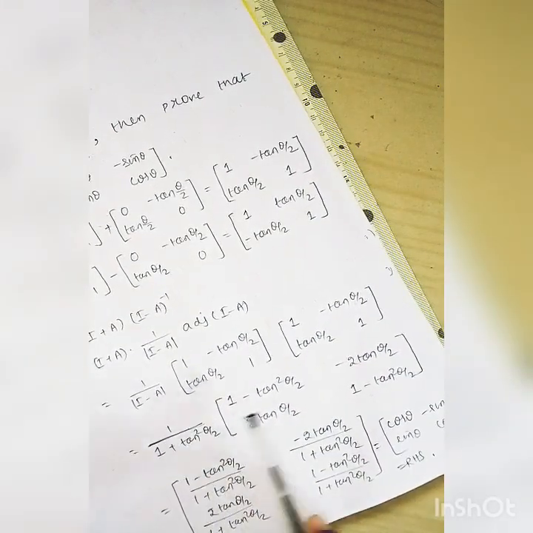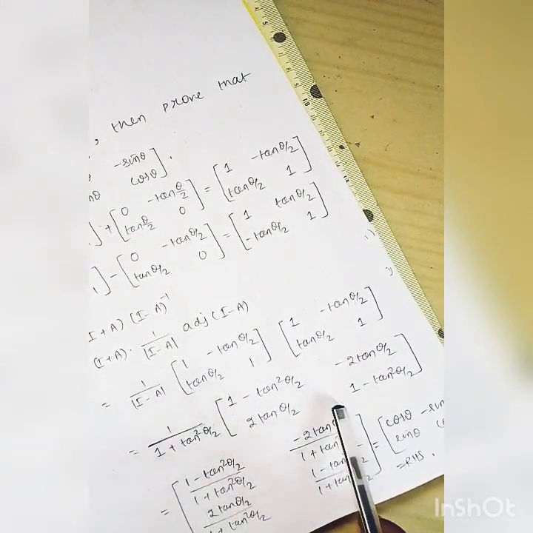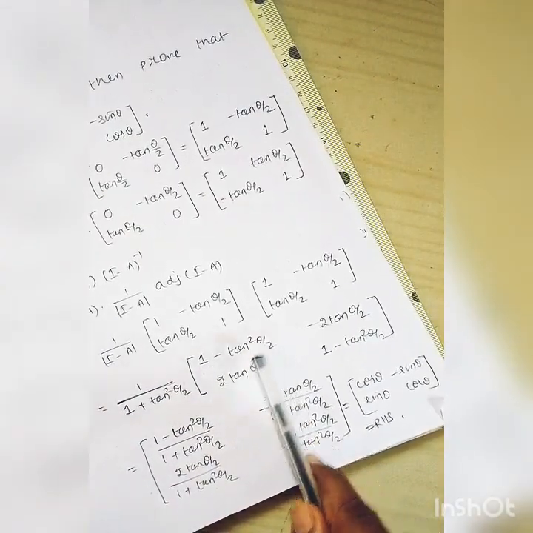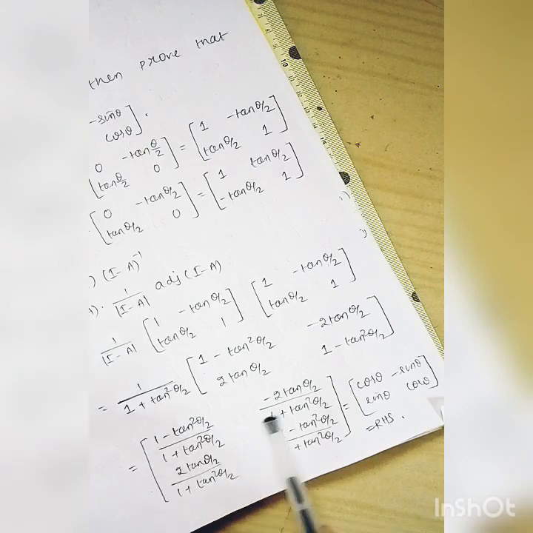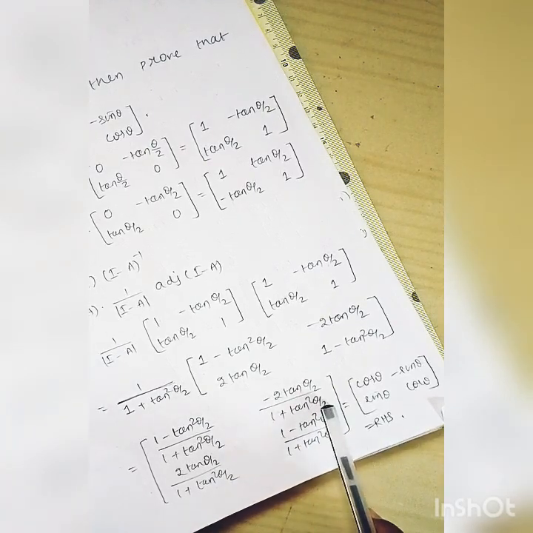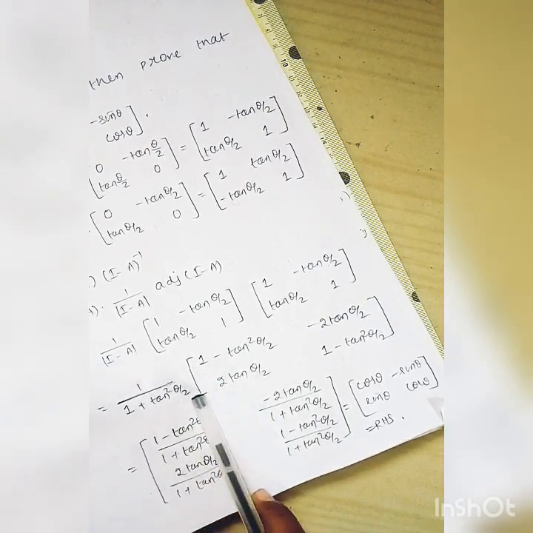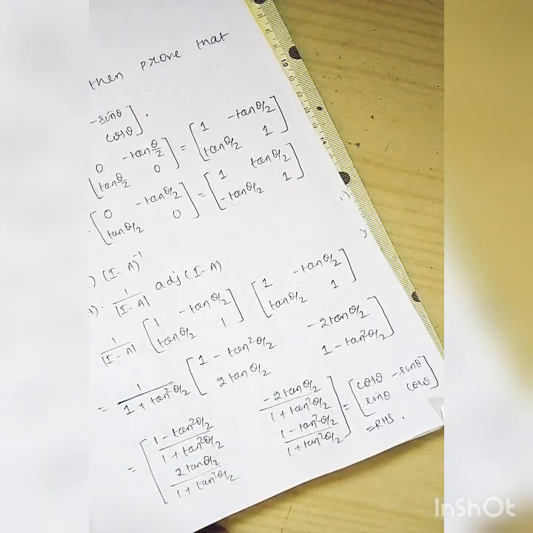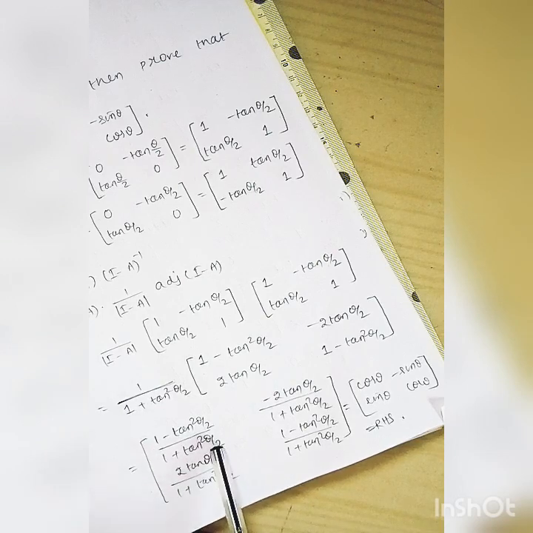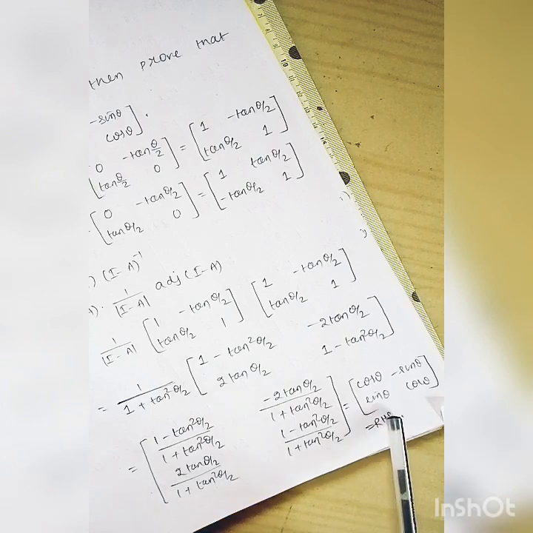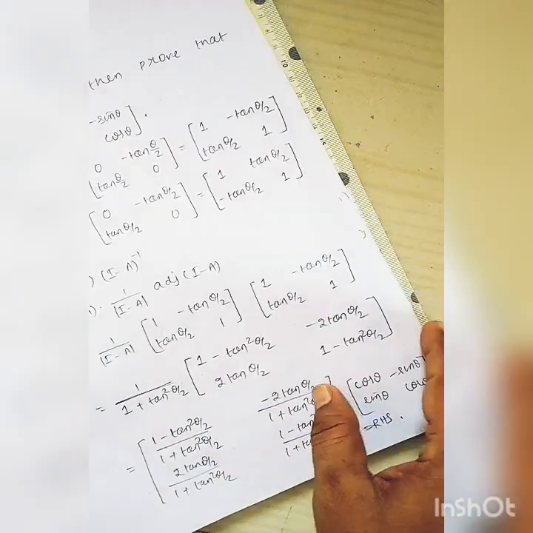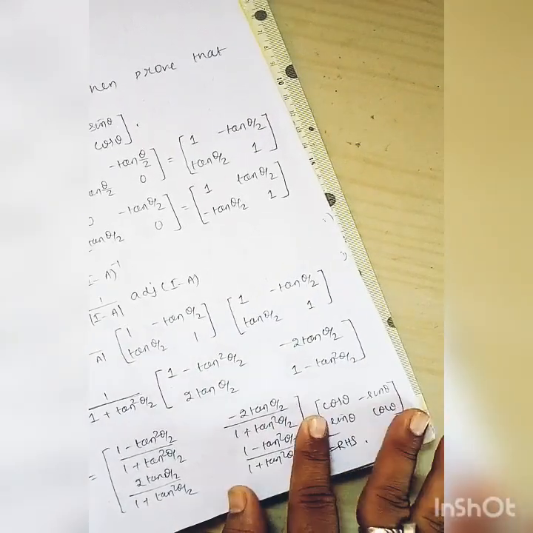Now this is a scalar and this is the matrix. If you multiply a scalar to a matrix, you have to multiply the scalar to each element of the matrix, that is 1 minus tan square theta by 2 by 1 plus tan square theta by 2, minus 2 tan theta by 2 by 1 plus tan square theta by 2, that is dividing 1 plus tan square theta by 2 in each term, we get this. But we know that 1 minus tan square theta by 2 by 1 plus tan square theta by 2 equals cos theta, and 2 tan theta by 2 by 1 plus tan square theta by 2 is sin theta. So we get this, which is RHS, proved.